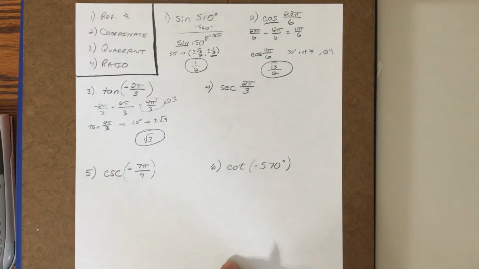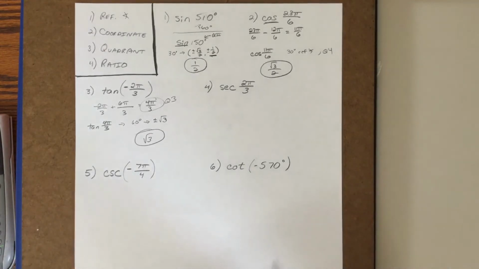So that's dealing with angles that are not between 0 and 2 pi, not between 0 and 360, for sine, cosine, and tangent.